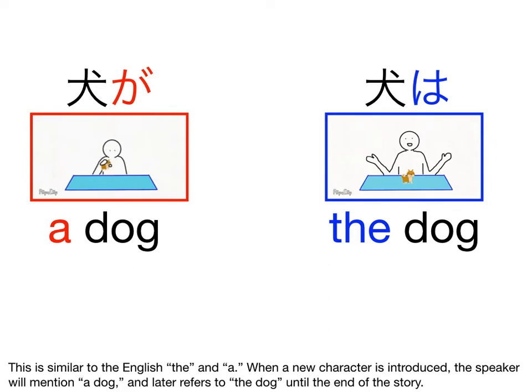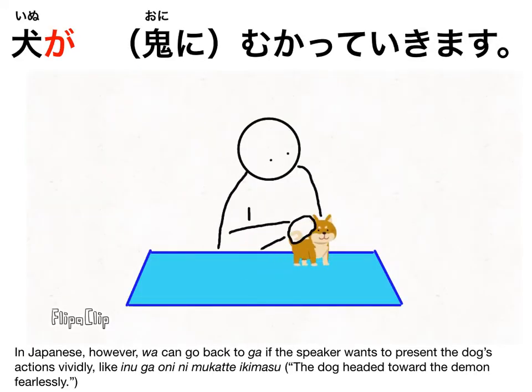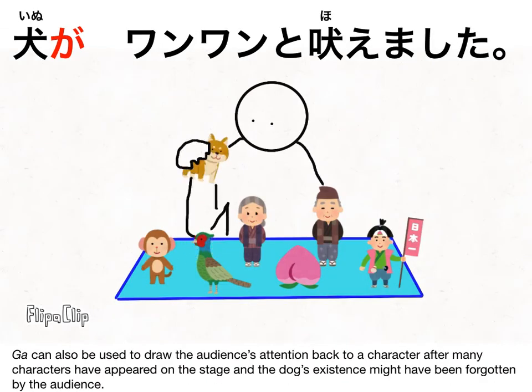When a new character is introduced, the speaker will mention a dog and later refers to the dog until the end of the story. In Japanese, however, wa can go back to ga if the speaker wants to present the dog's action vividly, like 犬が鬼に向かっていきます。Ga can also be used to draw the audience attention back to the character after many characters have appeared on the stage and the dog's existence might have been forgotten by the audience.